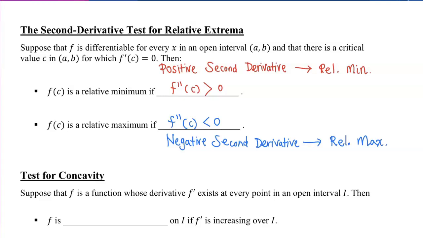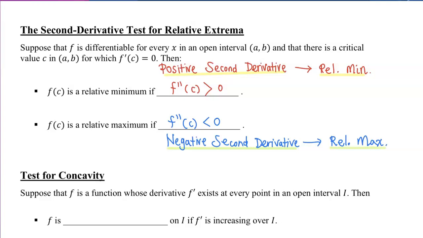So in the first section of chapter 3, we talked about using the first derivative test, like checking the sign to the left, sign to the right, using the first derivative. But this one is a little different, okay? I will show you an example of this, but let's remember that positive second derivative means we have a relative minimum, and negative second derivative means that we have a relative maximum at that x value.